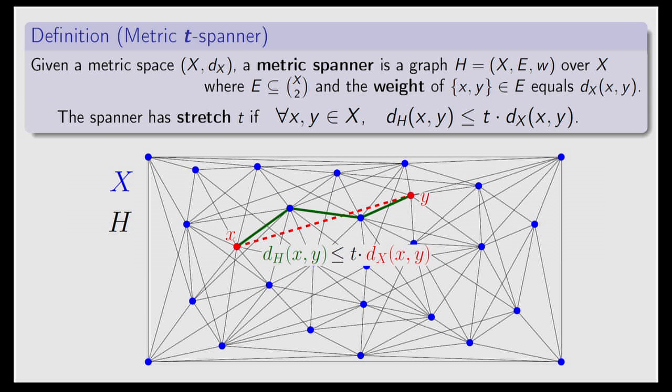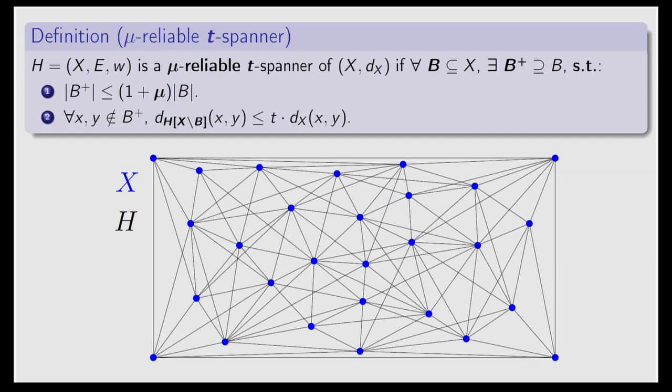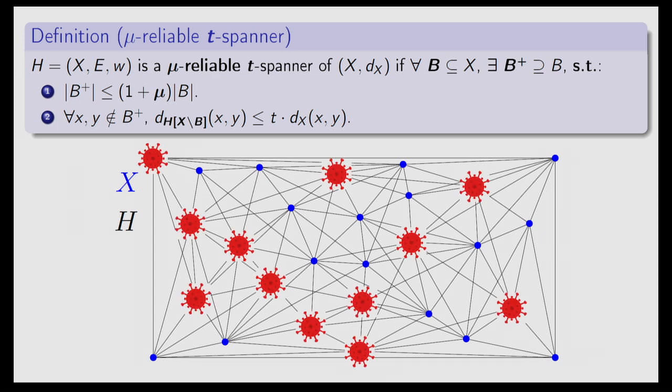Yeah. And I would like to talk about reliable spanners. So yes, these are somewhat similar to fault-tolerant spanners, but I guess much more powerful. So a mu reliable t-spanner is the following creature. You construct your spanner, and then there is some attack B. You can think, for example, that there's a pandemic, and a lot of the sites in the network are closed down, and you cannot use them anymore. But you would like the rest of the network to remain functional.